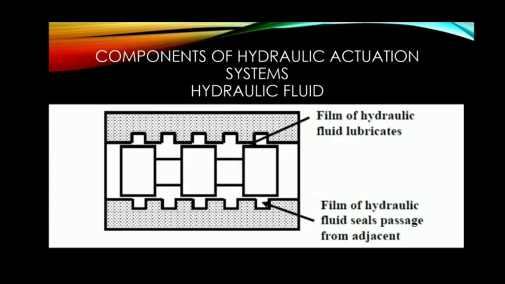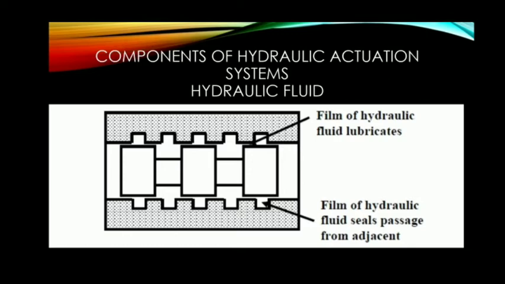Components of hydraulic actuation systems. Hydraulic fluid. Hydraulic fluid transmits the fluid power from the reservoir to the actuator cylinder. Hydraulic fluid must be essentially non-compressible to be able to transmit power instantaneously from one part of the system to another. It should lubricate the moving parts to reduce friction loss and cool the components so that the heat generated does not lead to fire hazards.